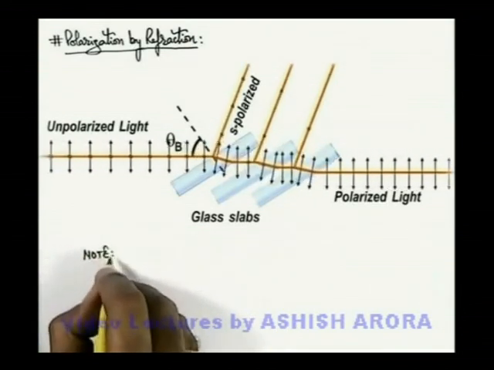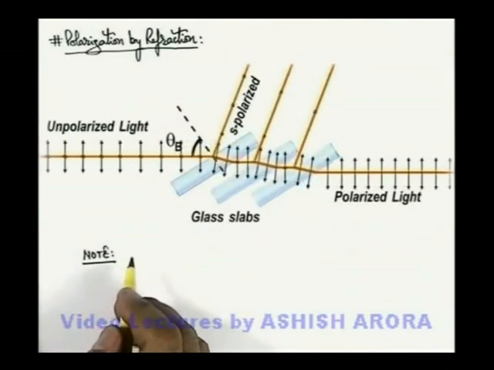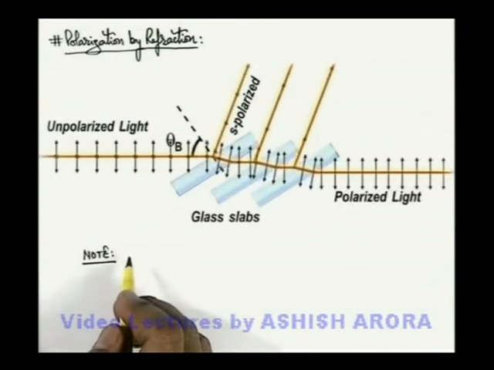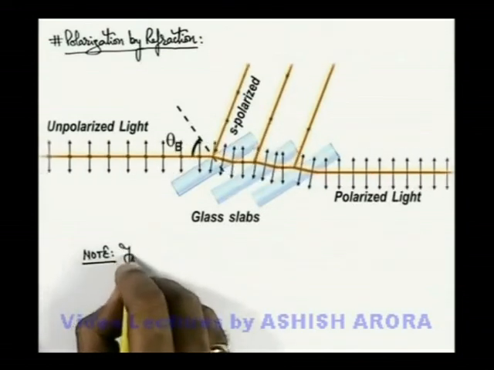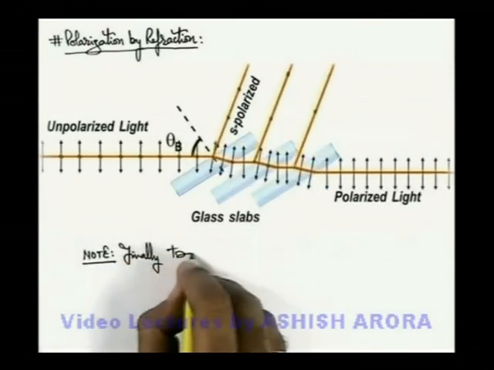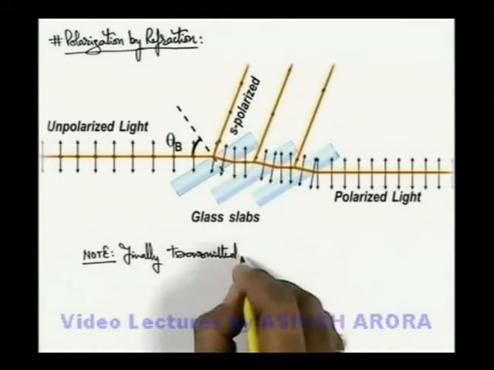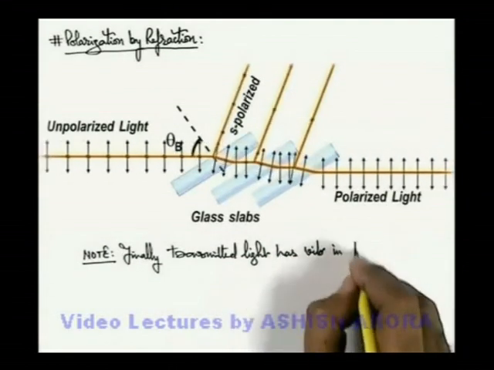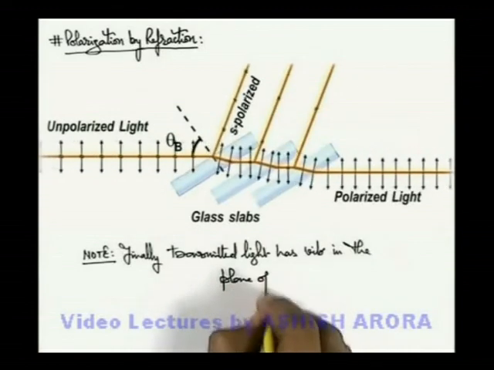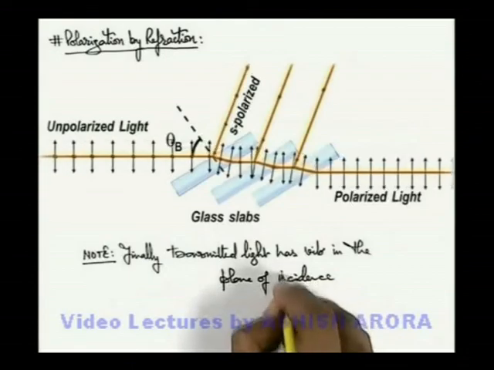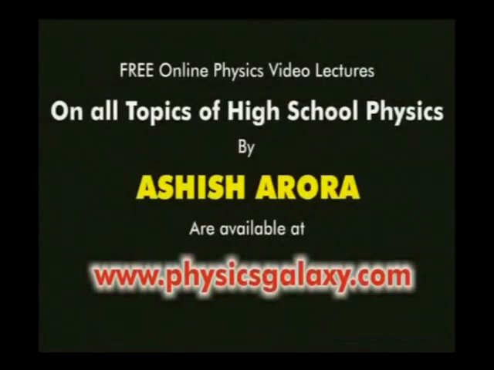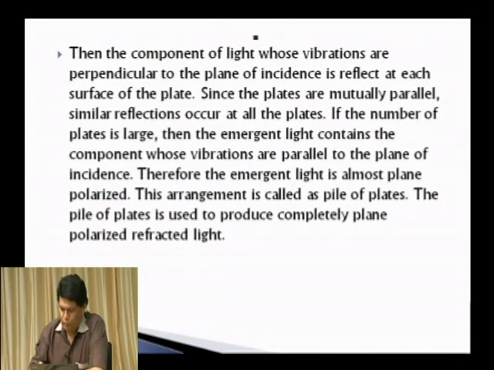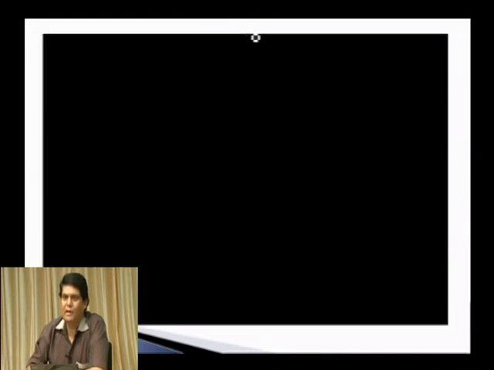If you have more glass plates piled up, the polarization effect can be increased. But what we noticed here is the light which has been falling here, and the light which has been coming away, that is the transmitted light. This light is almost in the same plane of vibration. So by this method one can obtain maximum polarization.